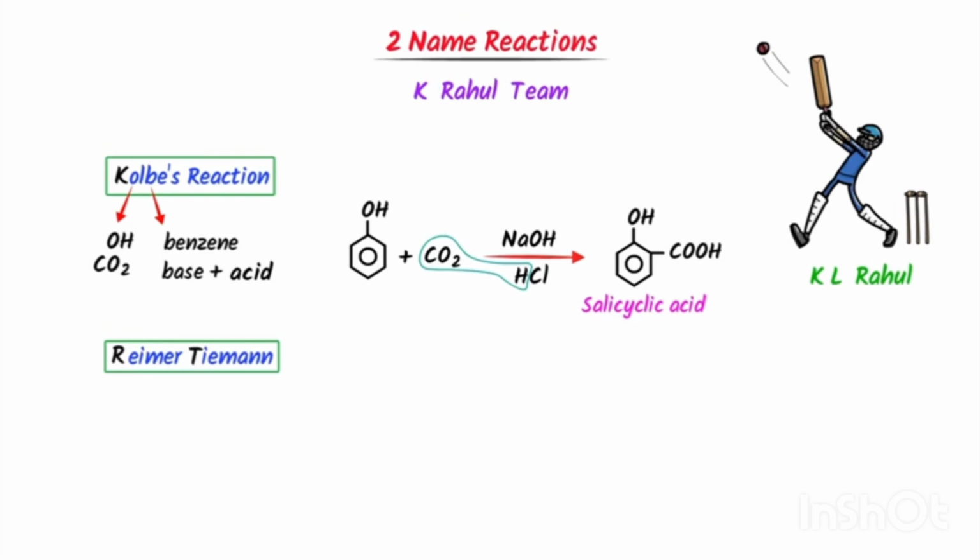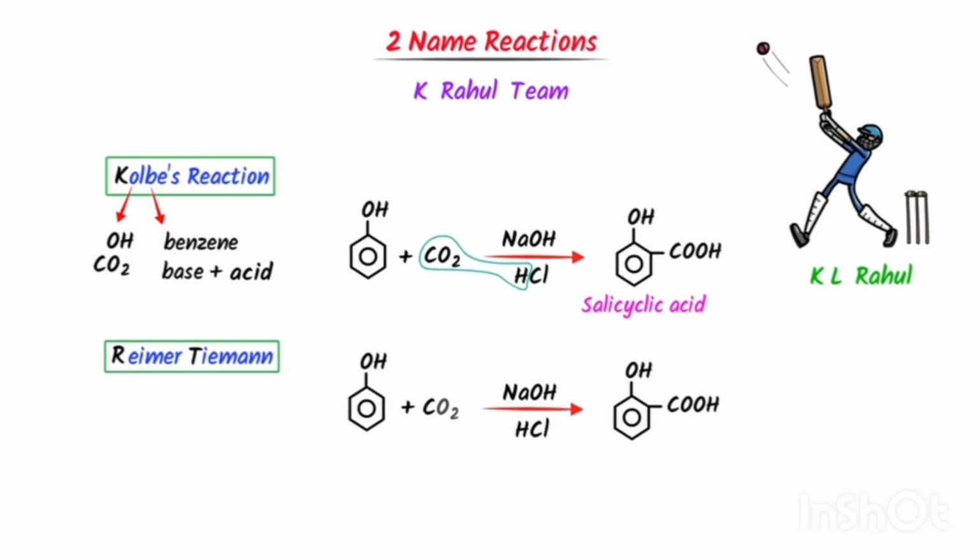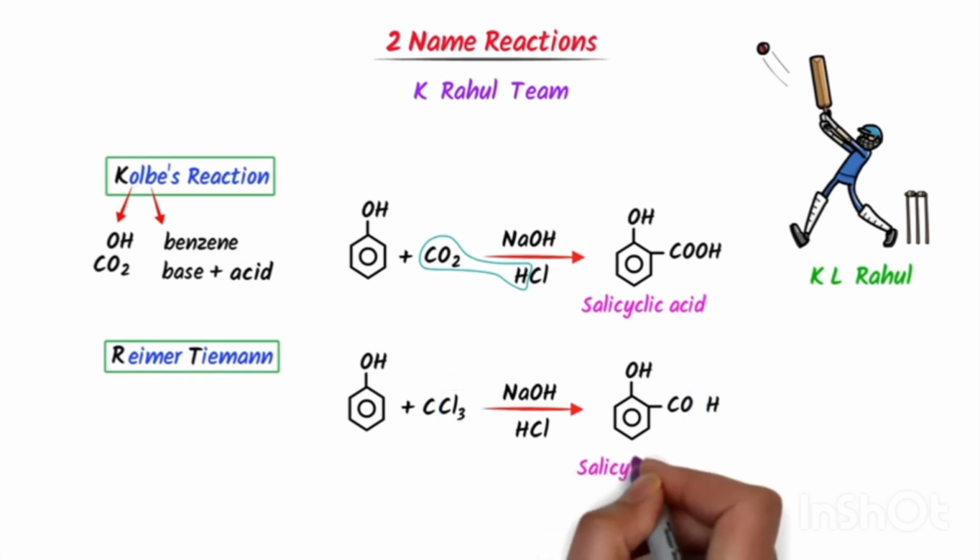In case of Reimer-Tiemann reaction, I rewrite the above reaction. Now listen carefully. I cut this O2 and this oxygen of COOH. I replace only the O2 by Cl3. Let me repeat it. I cut this O2 and this O of COOH. I replace only this O2 by Cl3. We get a new substance and we call it salicylaldehyde. Thus this is the Reimer-Tiemann reaction.